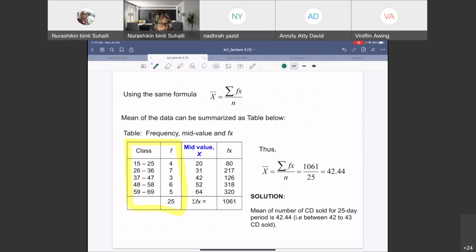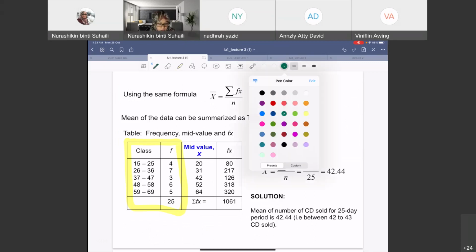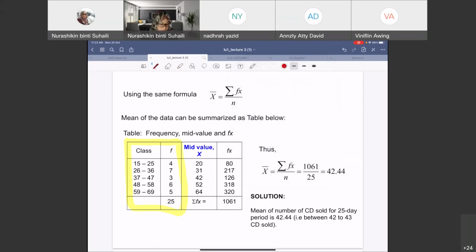The mean value is so easy. You can just add up 15 plus 25 divided by 2. For this one, 15 plus 25 divided by 2, that's 40 divided by 2, which is 20. So you have to solve for each of these using the same formula. That's the mid value, and it's the mid value that you have to multiply with the frequency.